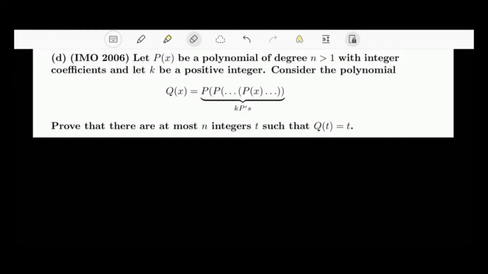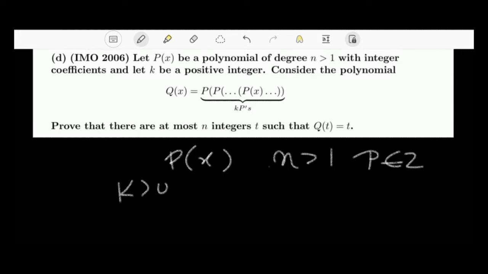So here we got a nice algebraic problem that appeared in the 2006 IMO. The problem states that P is a polynomial of degree n greater than 1 with integer coefficients. So we are given a polynomial P(x) which has degree n greater than 1, and P belongs to Z[x]. And let k be a positive integer, and we are given another polynomial Q(x) which is defined as P raised to the power k of x.